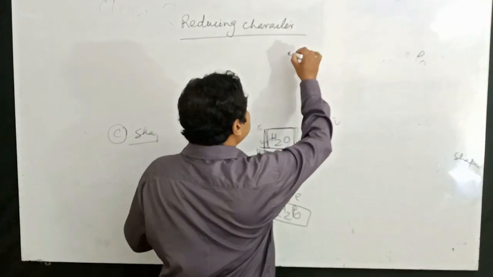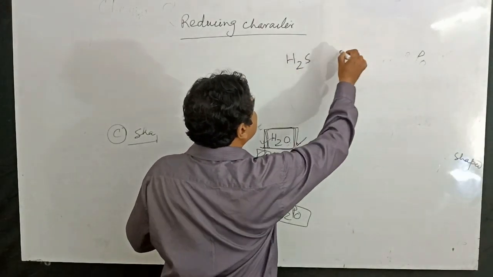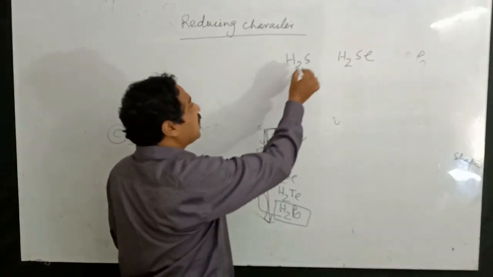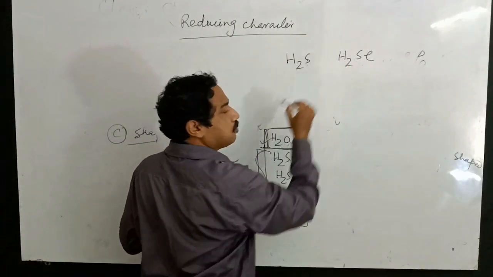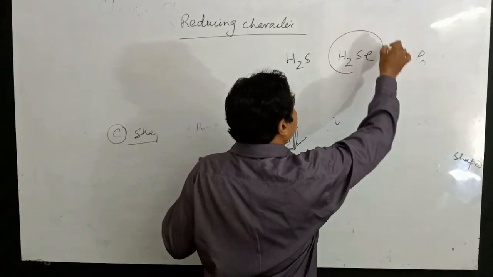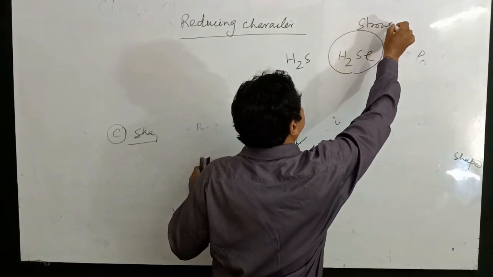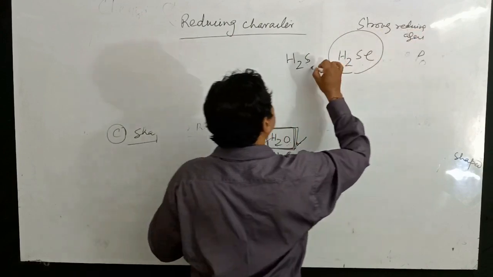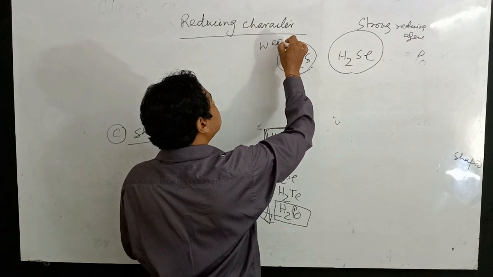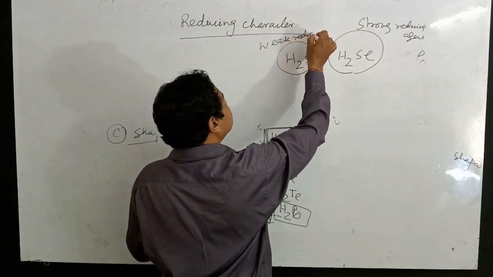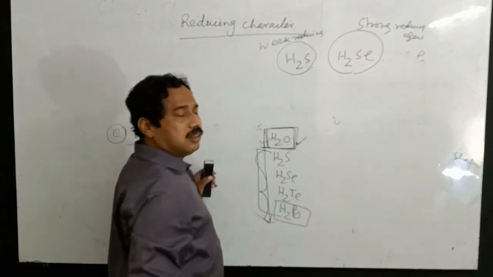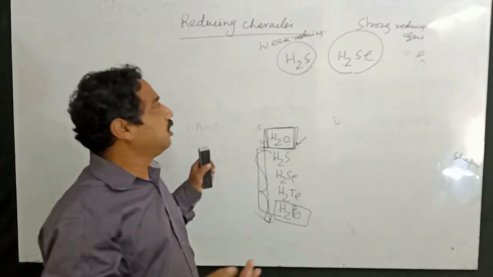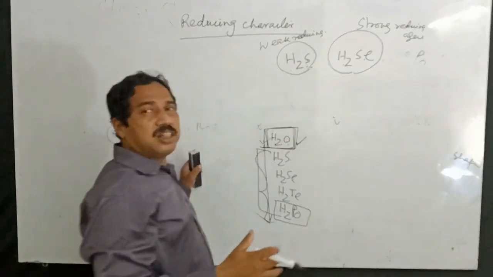For example, between H2S and H2Se, the hydride of sulfur and the hydride of selenium, H2Se is a strong reducing agent. H2S is a weak reducing agent. That means H2Se can easily supply hydrogen, but H2S cannot easily supply hydrogen.